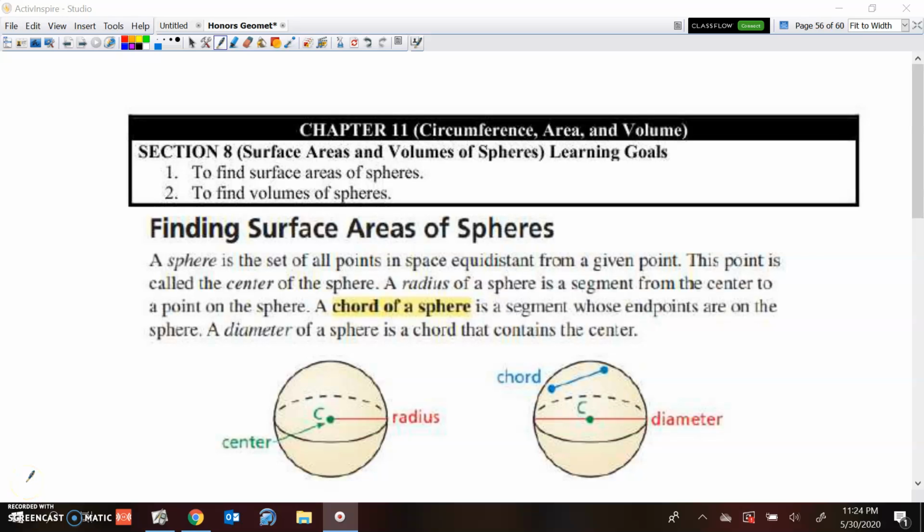Okay, so we made it to lesson 11.8. This is the last lesson of geometry. Congratulations! Here we're going to find the surface areas and volumes of spheres. So a few pieces of terminology first.